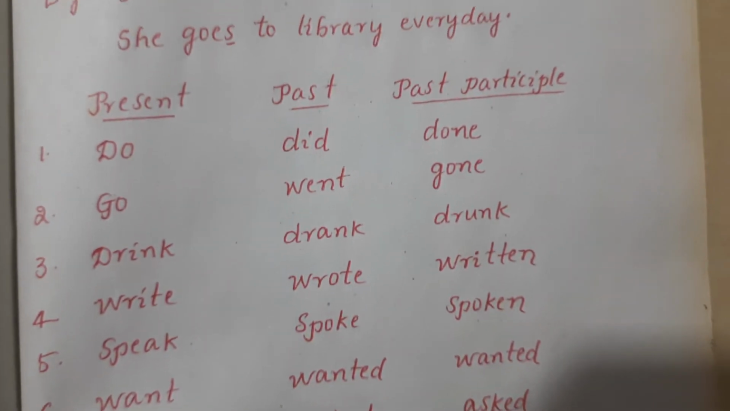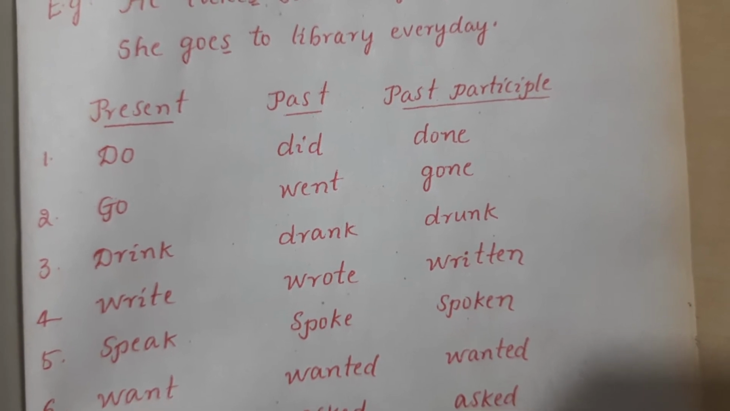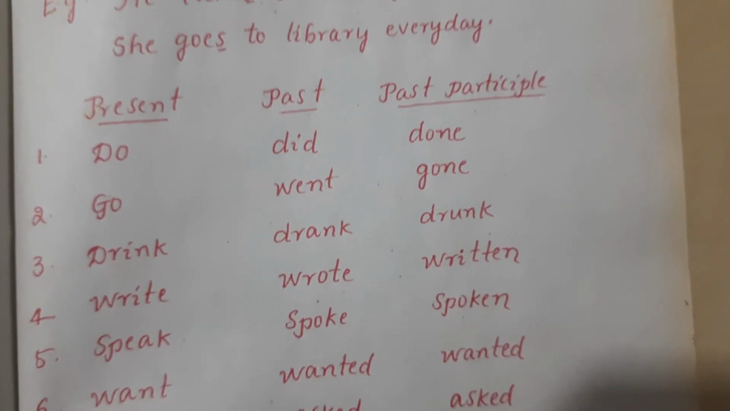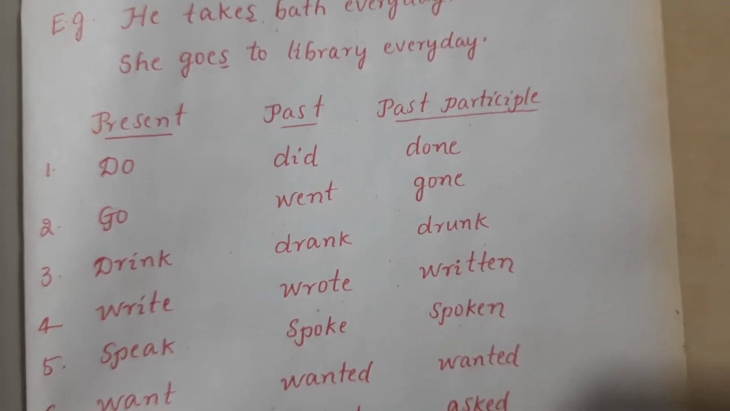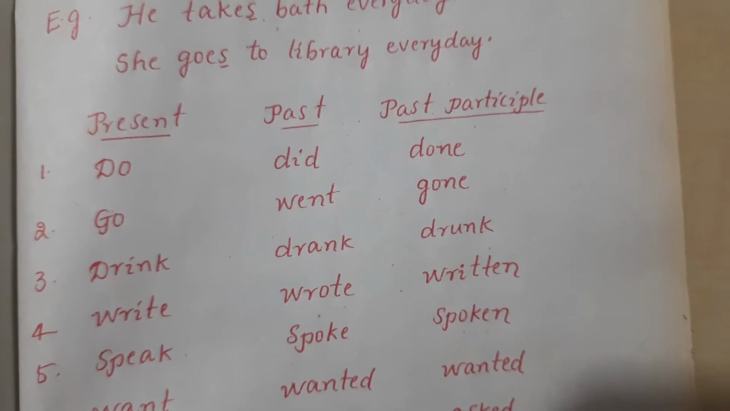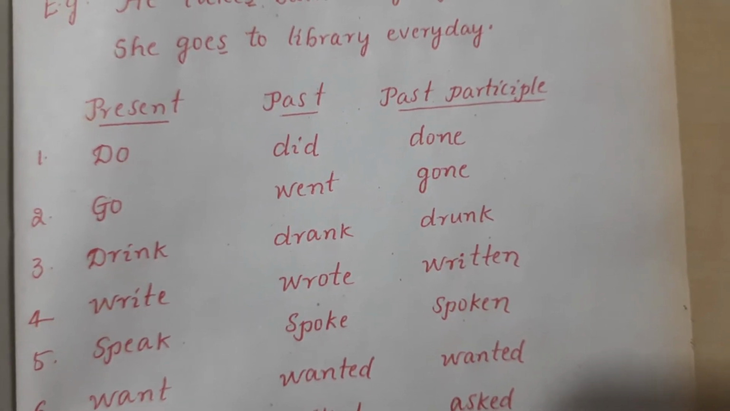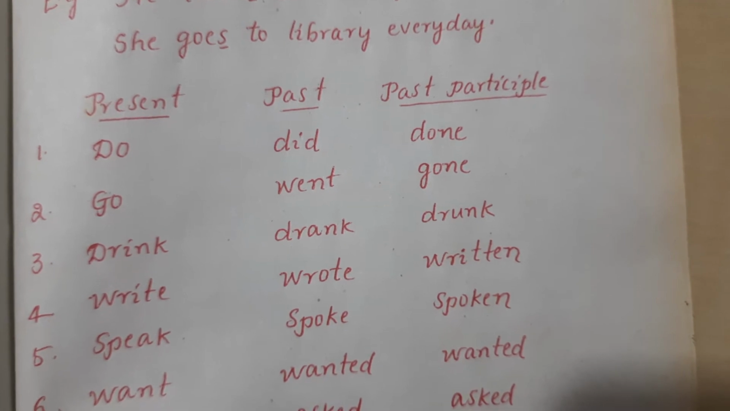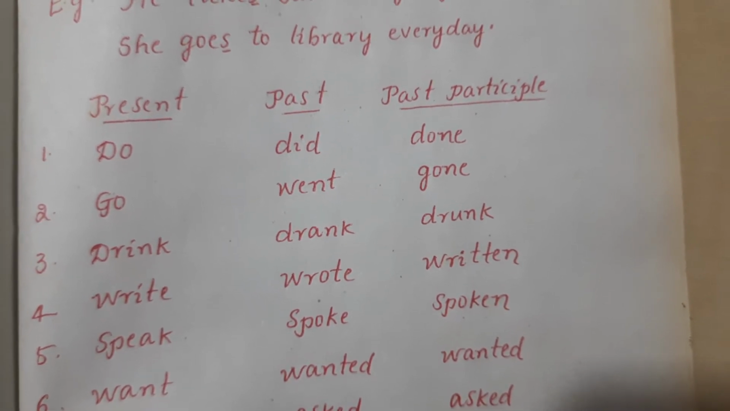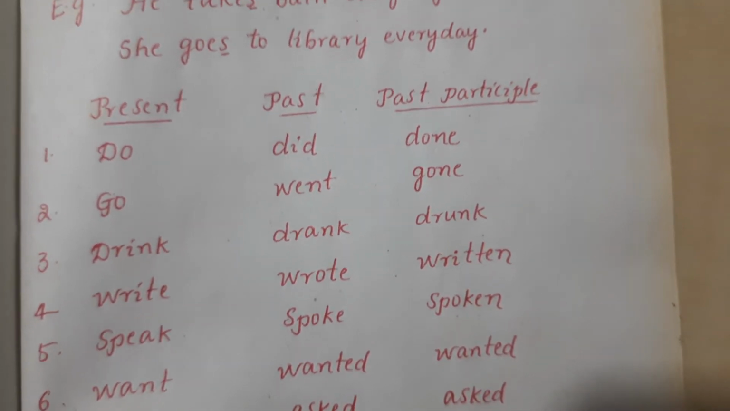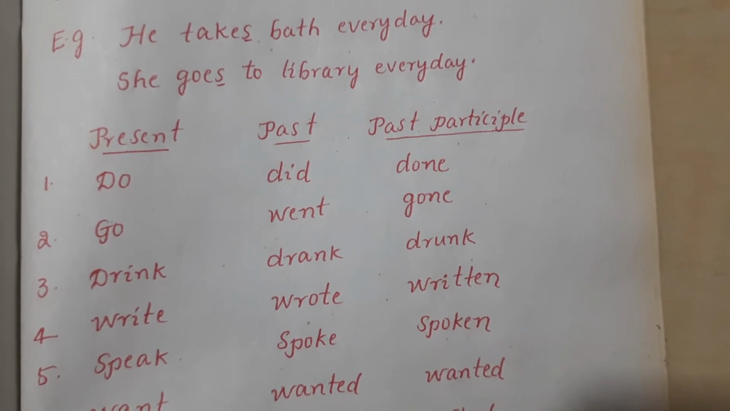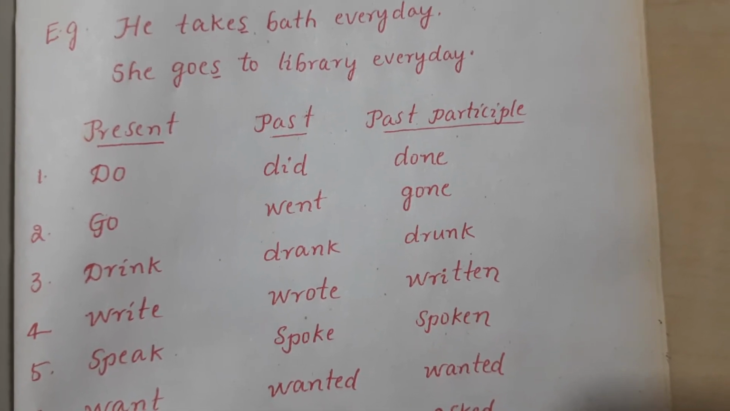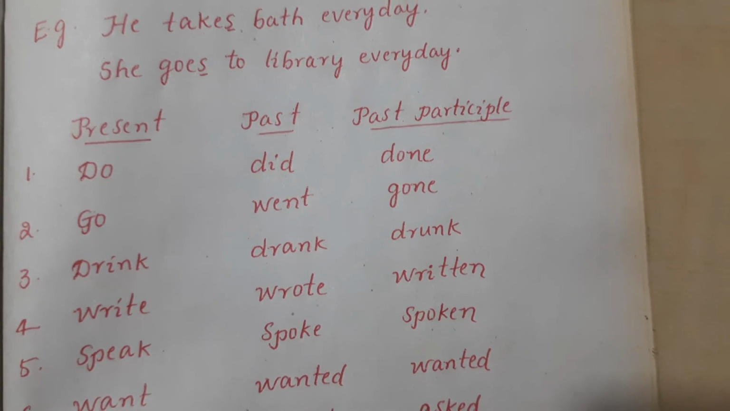Here, simple present tense. First form of the verb we need to take. In order to describe regular actions, habitual actions, universal truths, general truths, and pre-planned future actions, we need to take the first form of the verb. And if the subject is third person singular, we need to add S or ES to the verb.